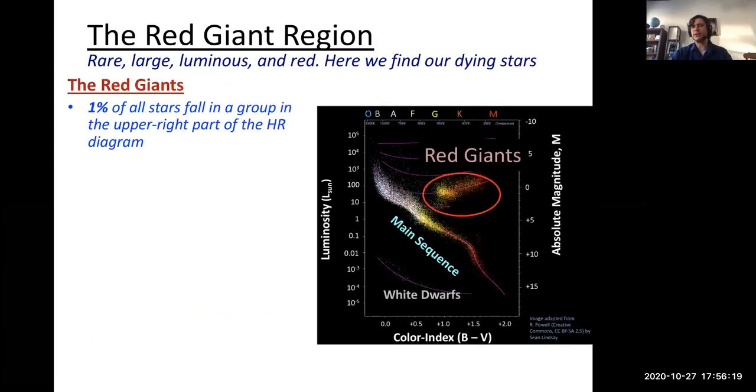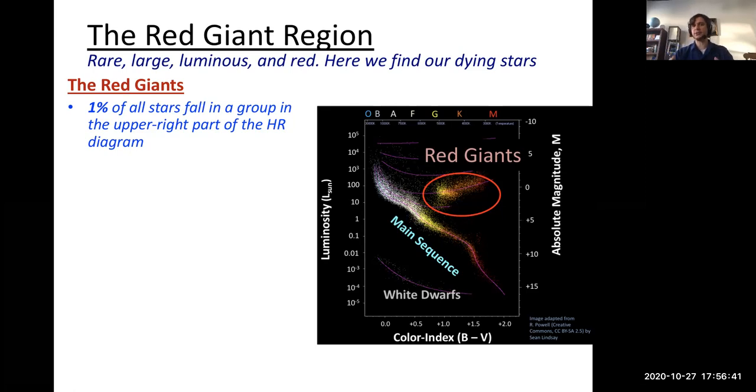And now we have the red giants. About 1% of all stars fall up in this region. You might be looking at this and thinking, that looks like a lot more than 1% of the dots, Dr. Lindsay. Well, the problem is, these stars are all really high luminosity, which means that they're the easiest stars to see. It's hard to see faint stars.